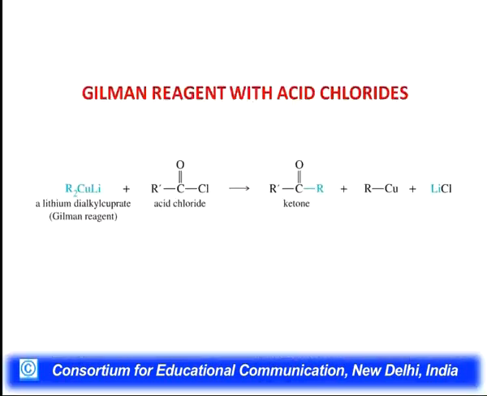So now if I treat acid chloride with Gilman reagent, what is Gilman reagent? Gilman reagent is dialkyl lithium cuprate. Again, this is an organometallic compound, and since it is an organometallic compound, the alkyl group will have a negative charge, or it will behave like a carbanion, and this carbon here, sorry, will have a positive charge. So this will go and form a bond here, resulting in the formation of a ketone.